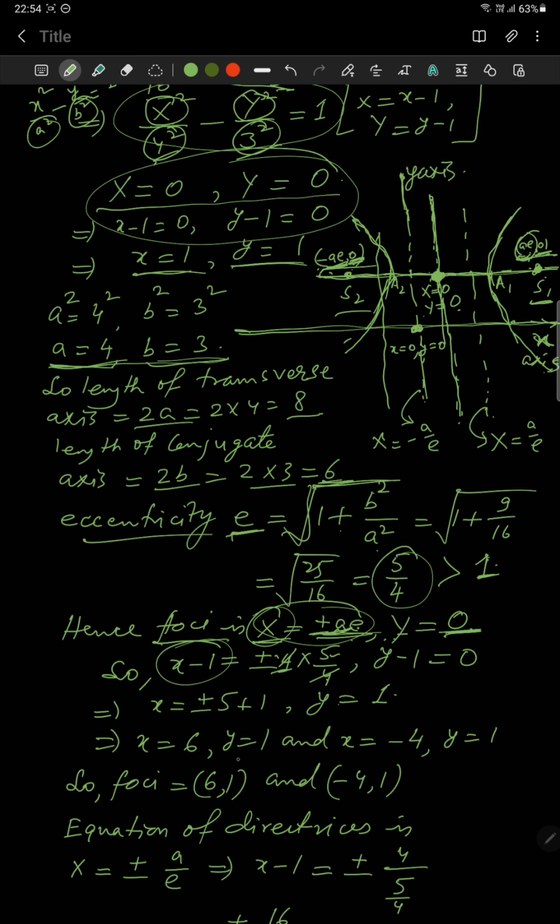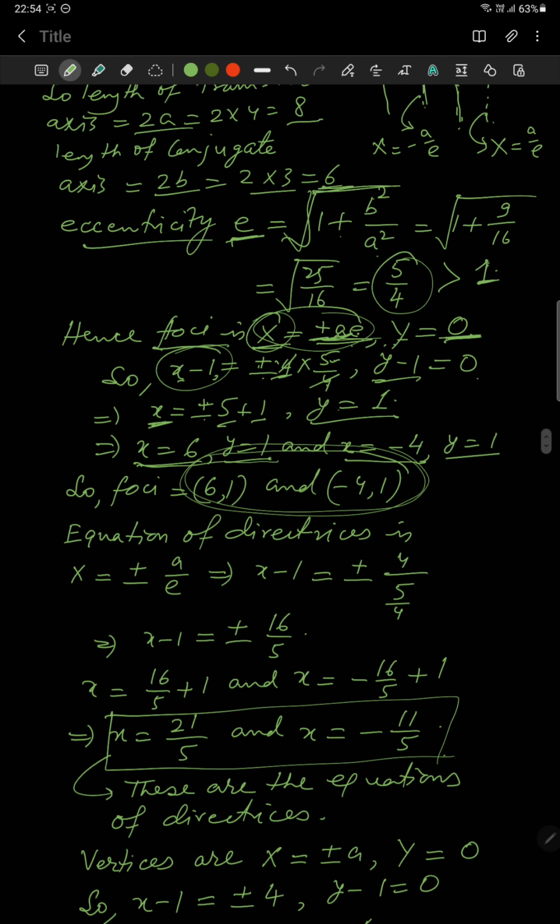So the 4s are getting cancelled. Finally, x minus 1 is equal to plus minus 5. So small x is equal to plus minus 5 plus 1, and from here y equal to 1 we are getting. So finally x equal to 6 and y equal to 1 is the first focus, and x equal to minus 4 and y equal to 1 is the second focus, which is what is written over here. I hope till this point it is clear to all of you.